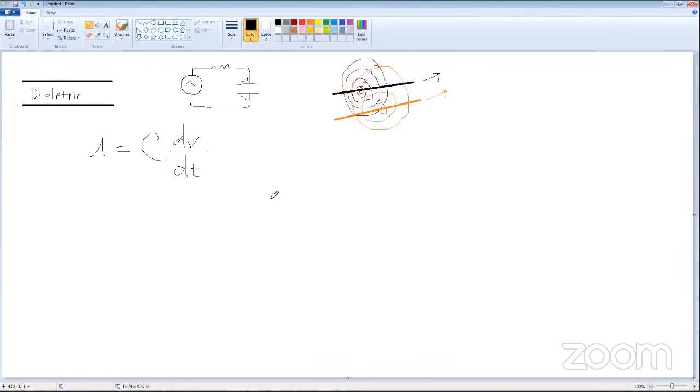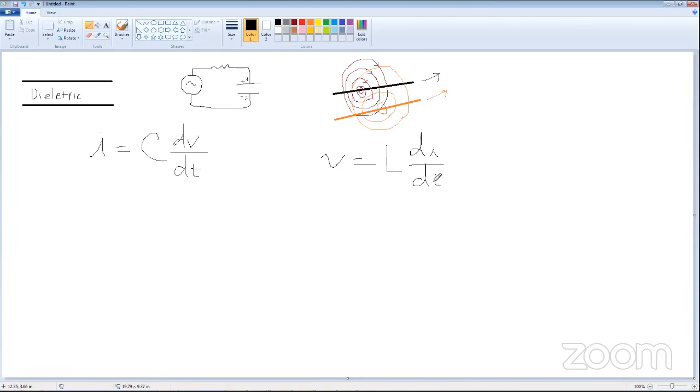Okay, and then for the inductor, it's analogous. So V is equal to L, which is the inductance, times di/dt.